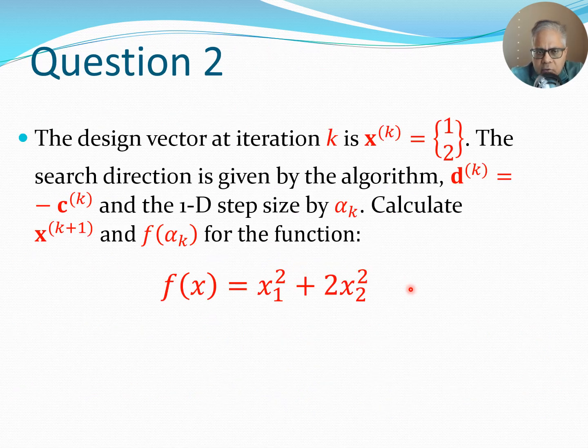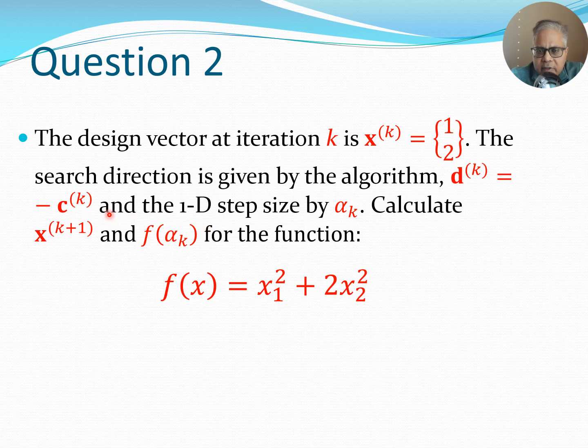Now let us come to a more realistic question, and this question is something we are going to use throughout this particular lecture. So we are going to have the starting point as 1 and 2, and we are going to have a search direction given by the algorithm dk is minus ck. This particular algorithm, known as the steepest descent method, is something which is very popular, very fundamental, and we are going to use this method in this particular lecture to demonstrate the search directions and so on.